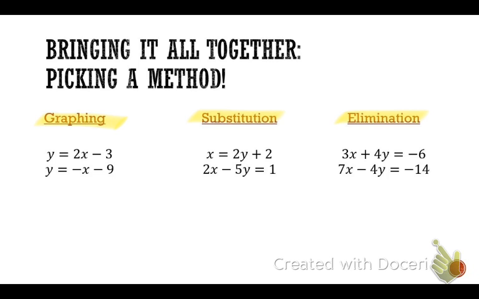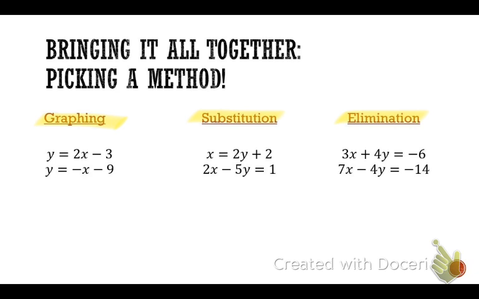Now let's look at this second system, substitution. If I didn't have substitution as the title, what in here is a clue that substitution would be a pretty easy method to use? What's your clue here? That one of the variables is solved for, right? Because x is by itself, I know that 2y plus 2 can be plugged in for x. So I'm looking for one of the variables to be solved for, and I can substitute that value into the other equation.